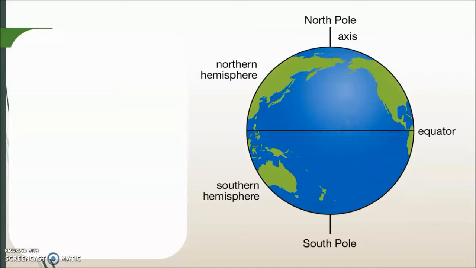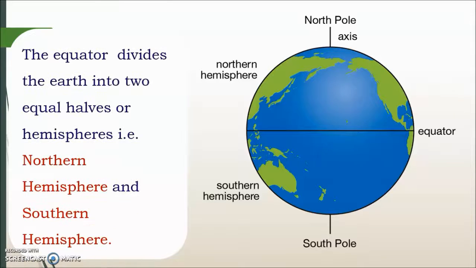We all know that the axis of the earth is an imaginary line passing through its center, and the two ends of the axis are called poles, the North Pole and the South Pole. The equator divides the earth into two equal halves or hemispheres. The part of the earth from the equator to the North Pole is called the Northern Hemisphere, and the part of the earth from the equator to the South Pole is called the Southern Hemisphere.